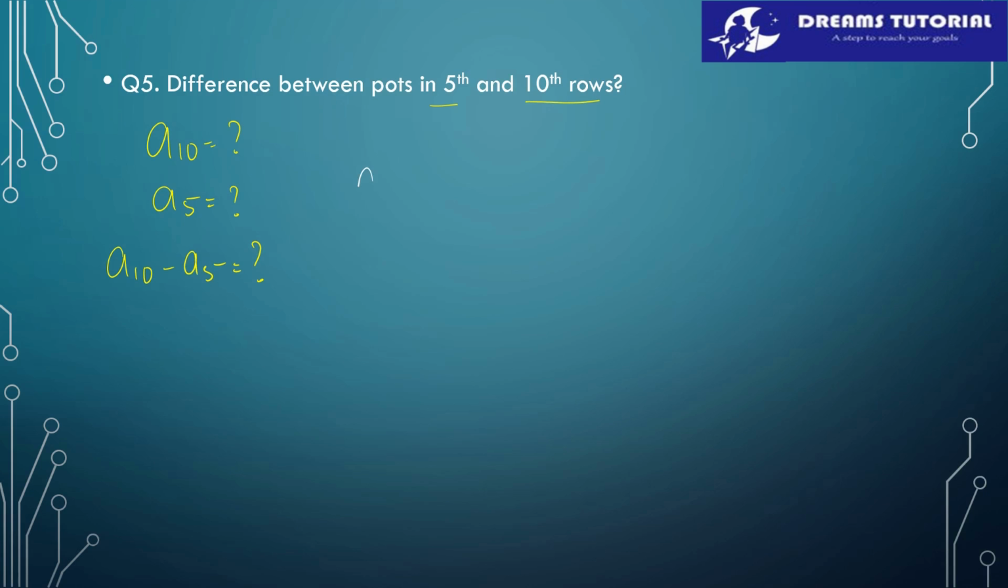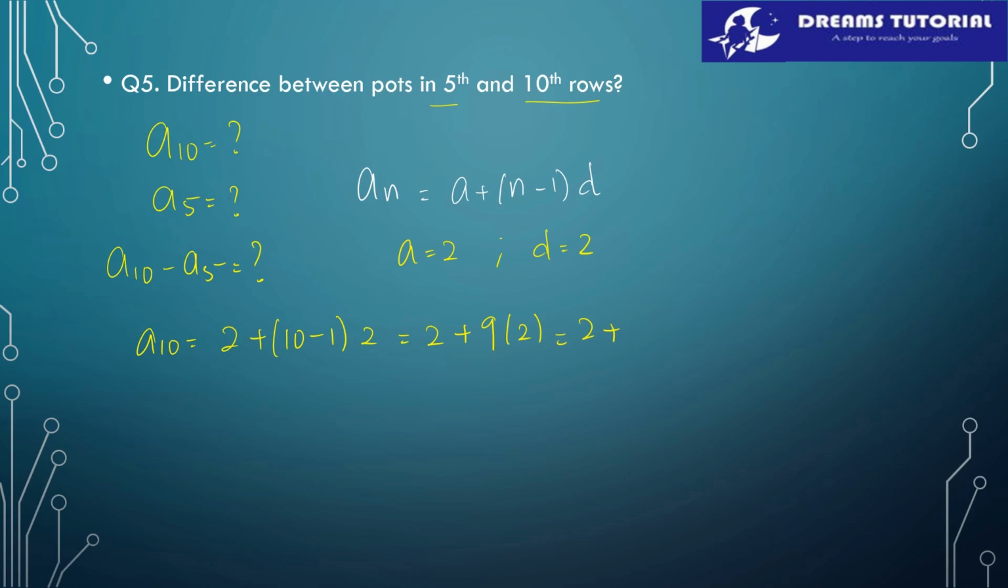So first, how do we find the number of pots in the 10th row? We would have to use our nth term of the AP formula, which is An is equal to A plus n minus 1 into D. We already know the value of A and D in this case. A is equal to 2 and D is equal to 2. Now let's proceed in finding the value of A10. A10 would be equal to 2 plus 10 minus 1 into 2. When simplified, this is going to be 2 plus 9 into 2, or 2 plus 18, which is 20. So A10 here is obtained to be 20.